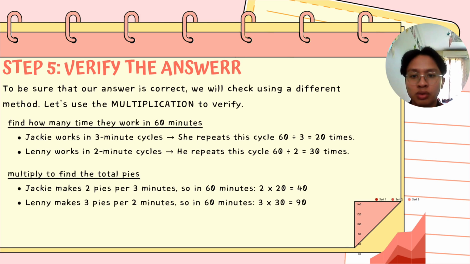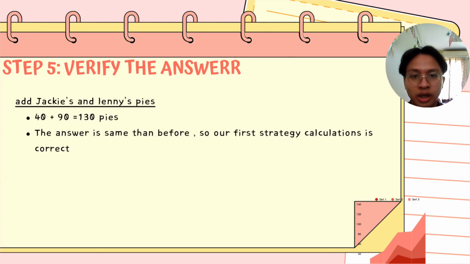Jackie makes 2 pies per 3 minutes. So in 60 minutes, 2 times 20 is 40 pies. While Lenny makes 3 pies per 2 minutes. So in 60 minutes, 3 times 30 is 90 pies. And lastly, we add Jackie's and Lenny's pies. 40 plus 90 equals 130 pies. So the answer is the same as before. So our strategy and calculation are correct.